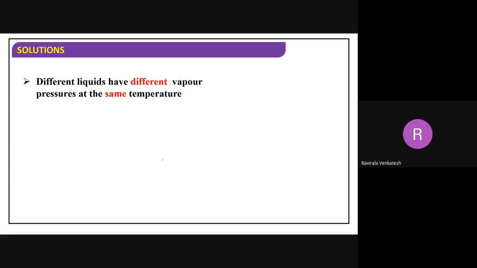Different liquids will give different vapor pressure. Whichever liquid has a lower boiling point, for example, I have taken benzene and I have taken water. Water boiling point, anybody knows? 100 degrees Celsius. Correct. Very good. Benzene I tell you is 80 degrees Celsius. Now, can you say which will have more vapor pressure, benzene or water?